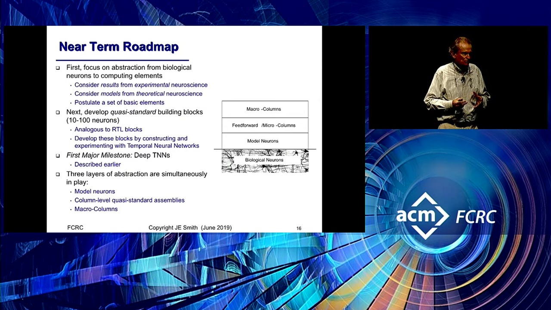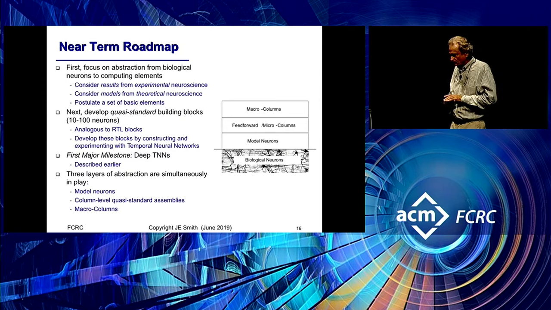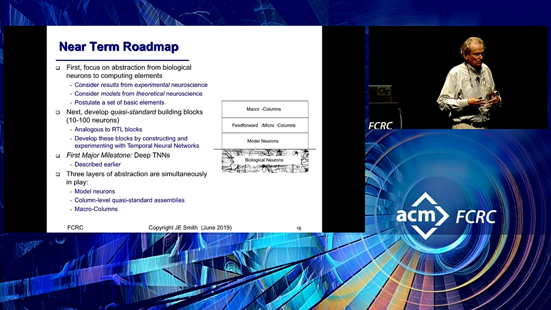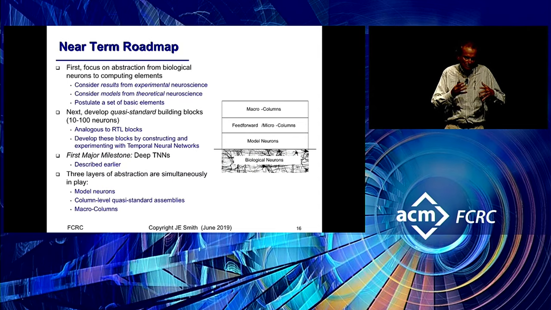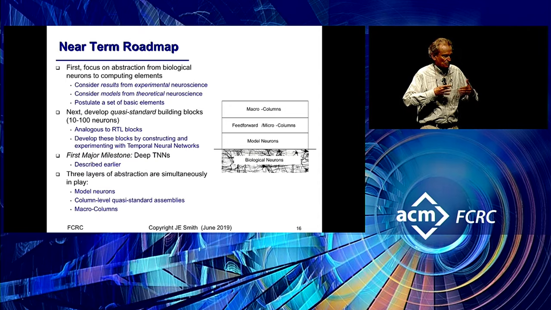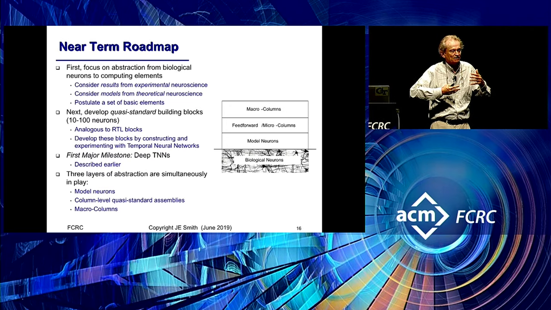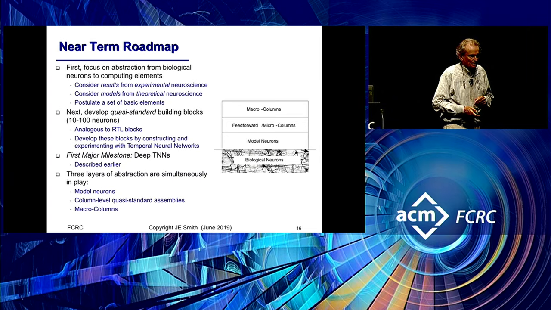And so as you're doing this research, there are three layers that are in play. The way you model the neurons, you want to be able to tweak those and see how that fits in the grand scheme, and then the RTL, what I call columns, and then the actual macro column level. So in simulation and doing the day-to-day experimentation, you're working between these three layers at any given time.